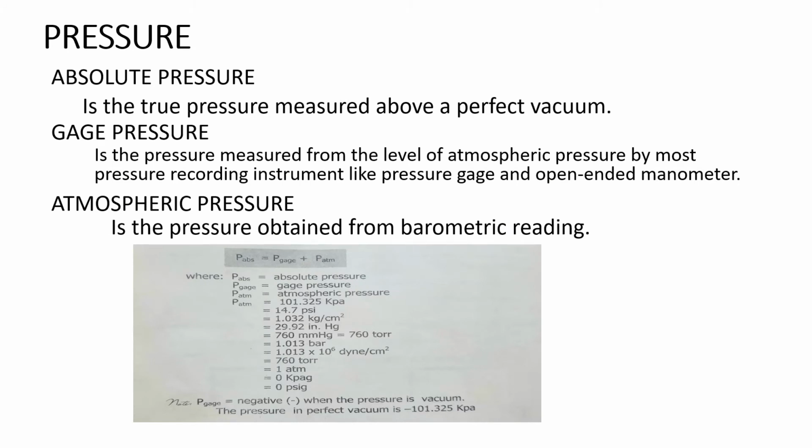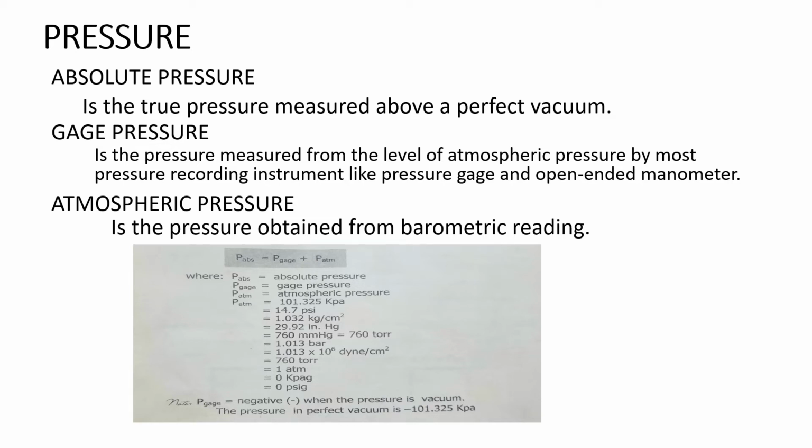We have pressure. Thermodynamics also involves pressure. This pressure is not the pressure on a person; it is only for the subject, here in thermodynamics. Absolute pressure is the true pressure measured above a perfect vacuum. When we say vacuum, no air enters there. We have gauge pressure, which is the pressure measured from the level of atmospheric pressure by most pressure recording instruments like pressure gauge and open-ended manometer. When we say atmospheric, it is open, from the atmosphere.